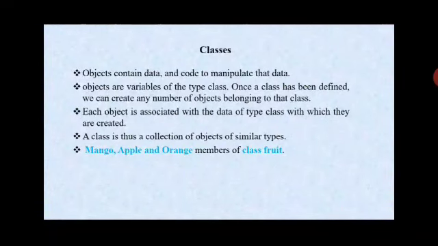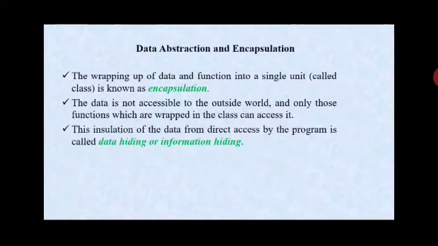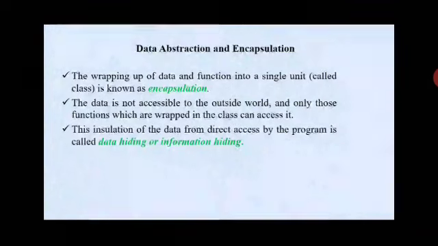For example, fruit is a class. Mango, apple, orange are members of the class. Next we are going to see data abstraction and encapsulation.